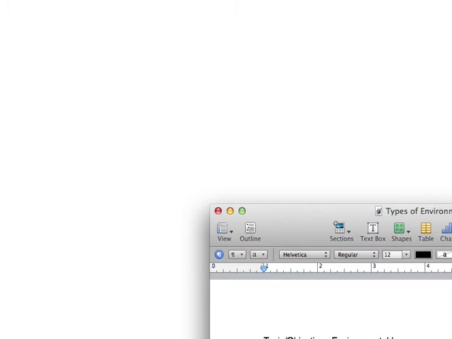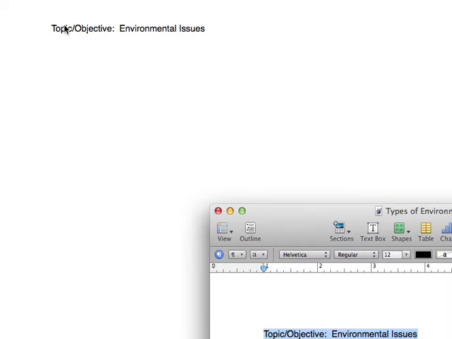Please make sure you have a piece of Cornell notepaper in front of you and a pen or a pencil. I would prefer you use a pencil, and then if you want to go over it in pen, it just makes it easier so if you make a mistake, you can fix it. Okay, first we're going to start with our topic slash objective. Our topic objective today is environmental issues. So make sure you write that in your Cornell notes.